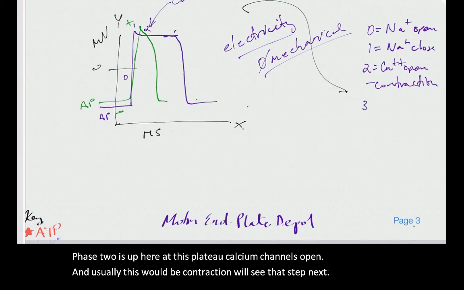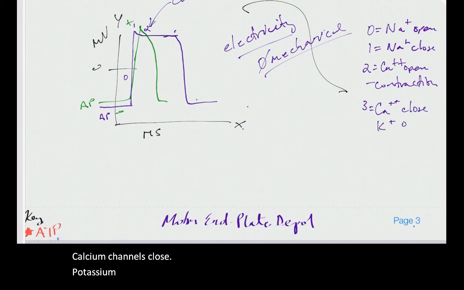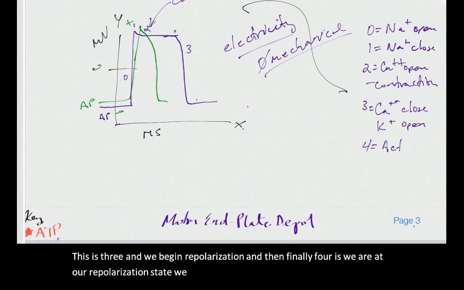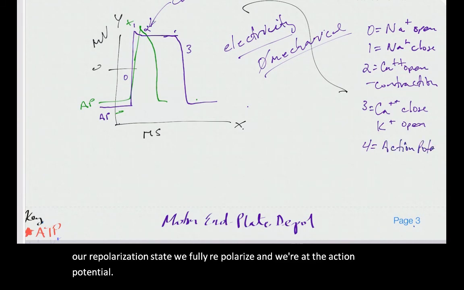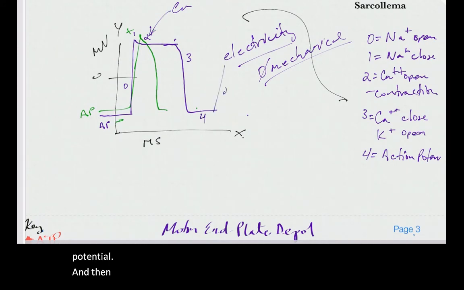Phase 3. Calcium channels close. Potassium channels open. This is 3, and we begin repolarization. And then finally, phase 4, we are at our repolarization state. We fully repolarize and we're at the resting potential. And then the next depolarization will be phase 0.